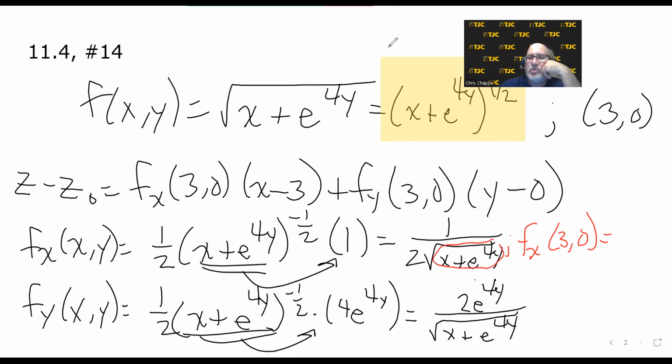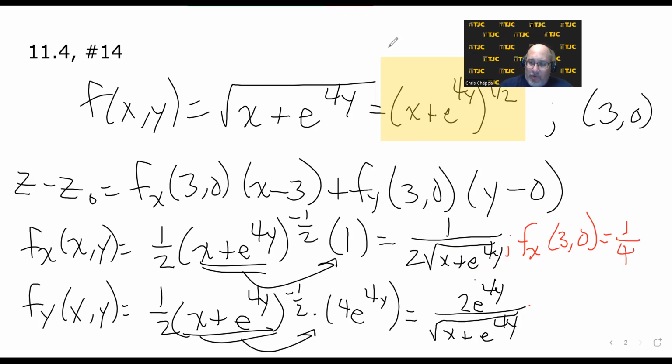Down here in the square root, if I put in 3 for the x and 0 for the y, I'll get 3 plus e to the 0. E to the 0 is 1. So 3 plus 1 is 4. Square root of 4 is 2. And then the other 2 times 2 is 4. So we should end up getting 1/4.